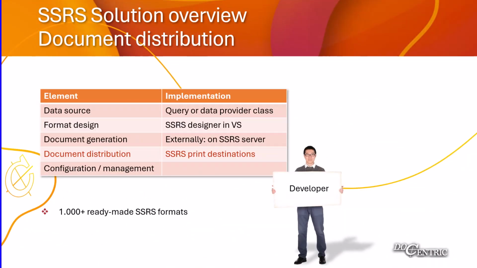There are 5 print destinations that are supported by SSRS. We've already listed them in the previous video. They are print archive, screen, printer, file, and email. Print destinations are configured through user interface.